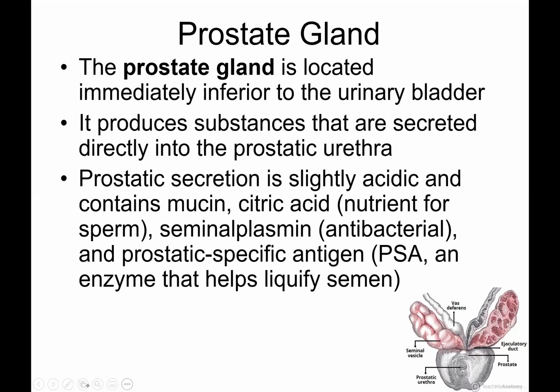Okay, it produces a substance that's secreted into the prostate urethra. Okay, the prostate secretions are acidic. Okay, so they contain the mucin, citric acid, and these are nutrients for the sperm. There's also some antibacterial components to it.